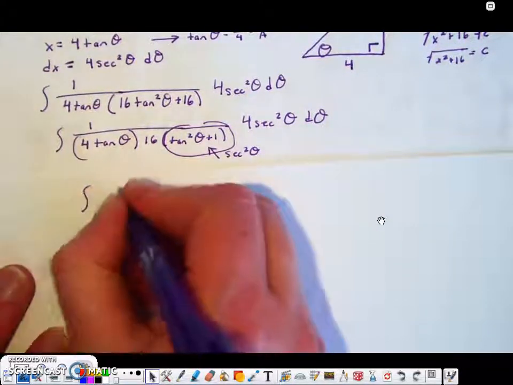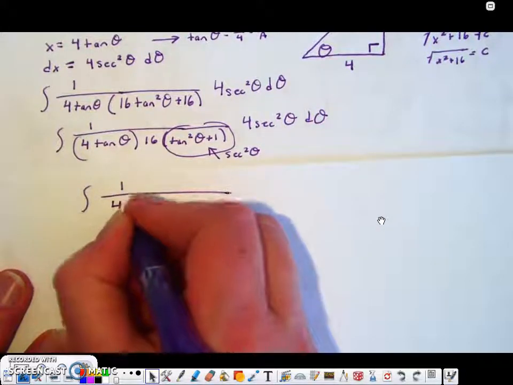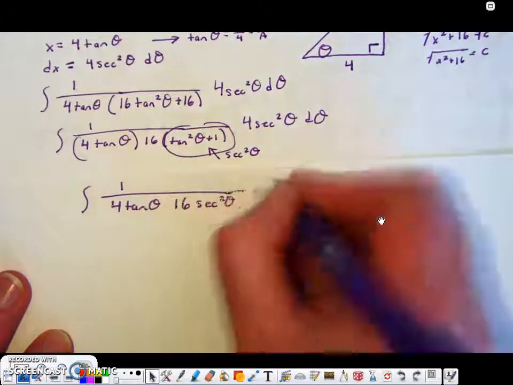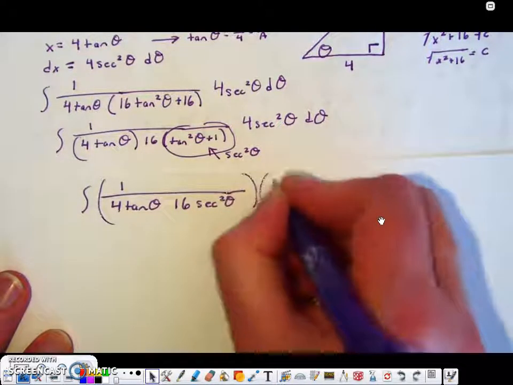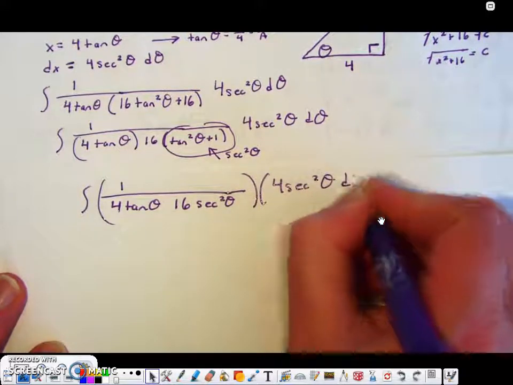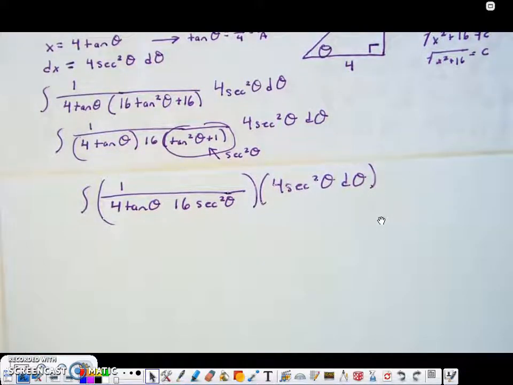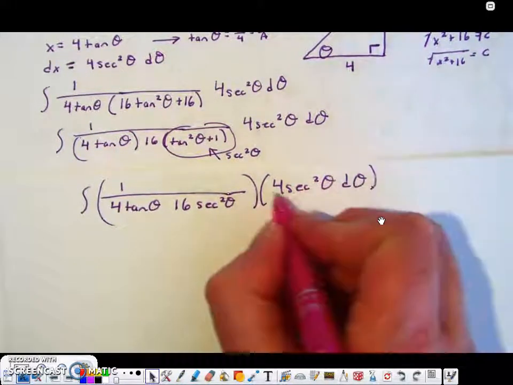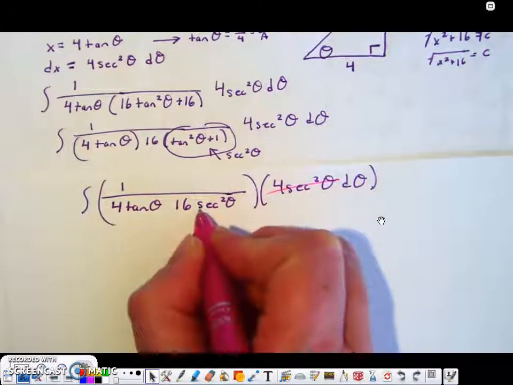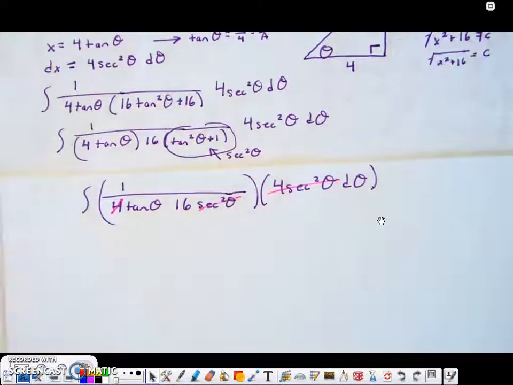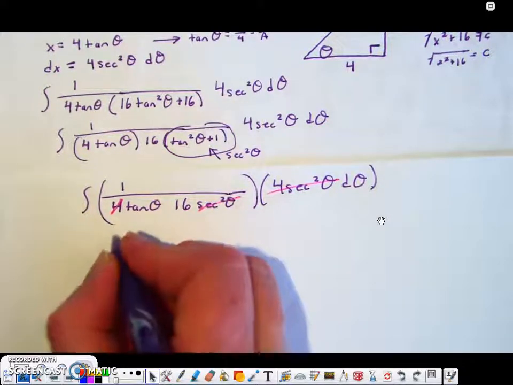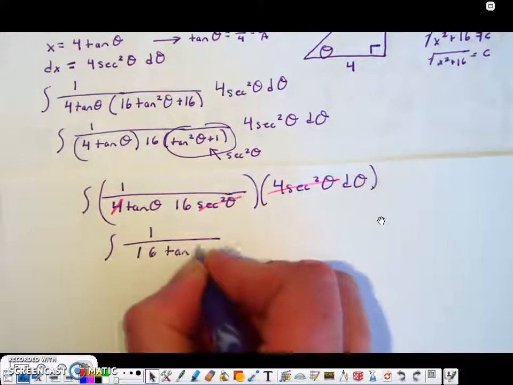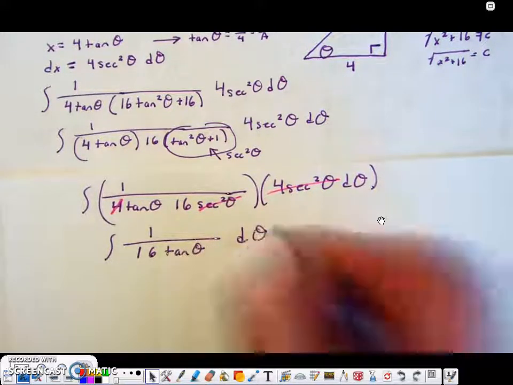So now if I rewrite this, I have 1 over 4 tangent theta times 16 secant squared theta. And then this is all multiplied by 4 secant squared theta d theta. That would be very helpful. So let's get rid of the 4 secant squared theta. There's a secant squared theta and a 4. We'll get rid of all that. So let's see what we've got left. Got 1 over 16 tan theta d theta.